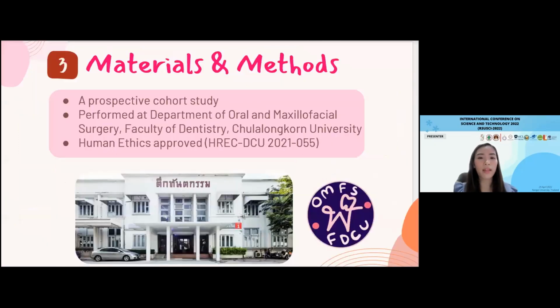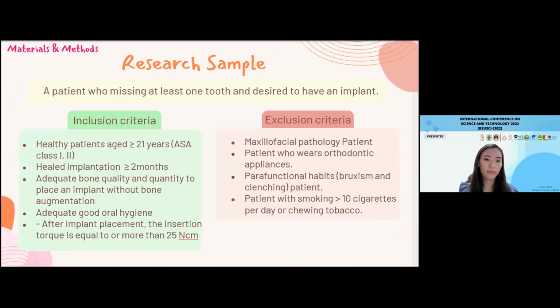Let's move to the materials and methods. A prospective cohort study was performed at the Department of Oral and Maxillofacial Surgery, Faculty of Dentistry, Chulalongkorn University. The study design protocol was approved by the Human Ethics Committee. The research sample group was recruited and selected using the inclusion and exclusion criteria presented below.